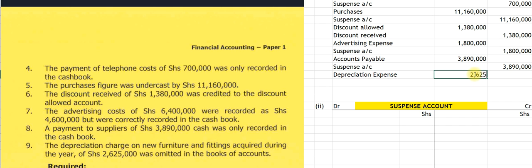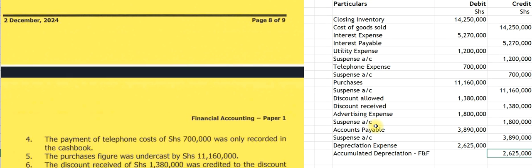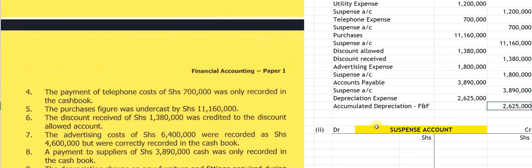That is depreciation expense of 2,625,000. And then you credit the accumulated depreciation, that is furniture and fittings, by the same amount, which is 2,625,000. So those are the journal entries to correct errors 1 to 9 above, as you can see. These are our journal entries to correct the above errors.